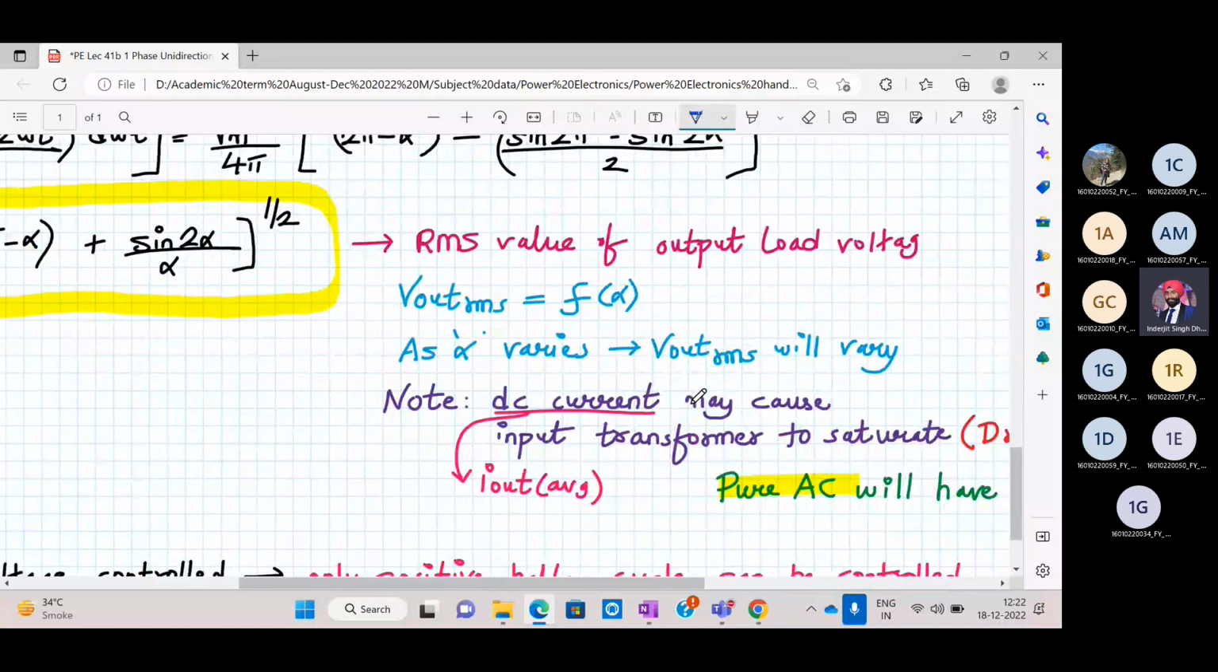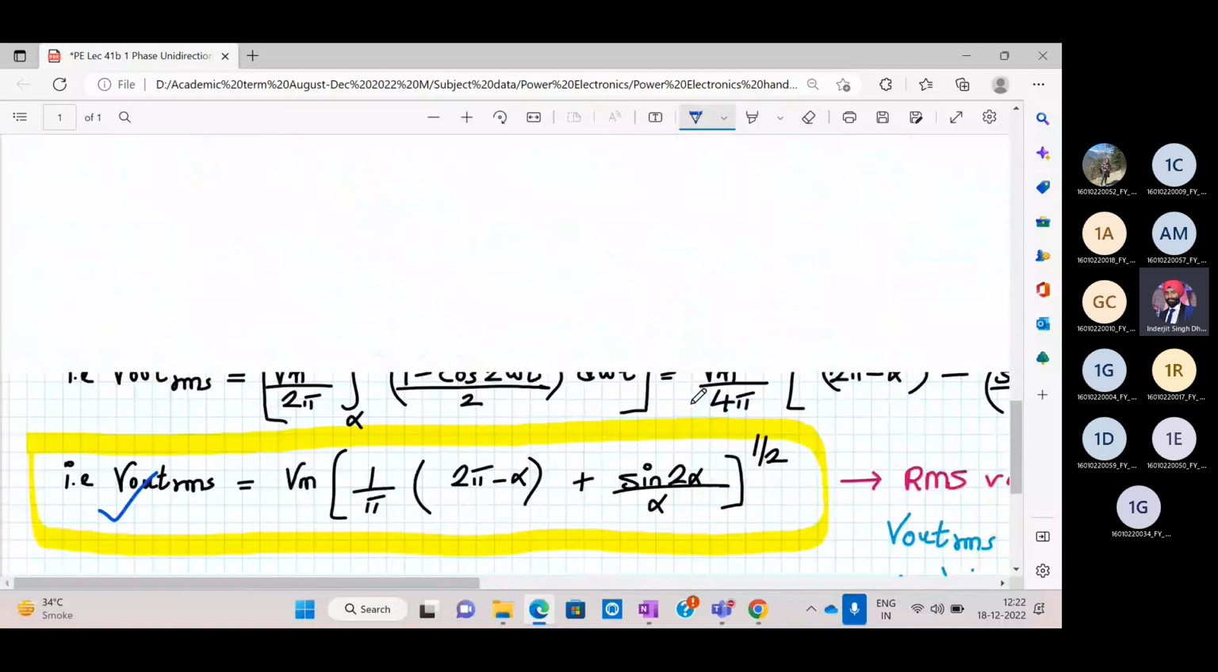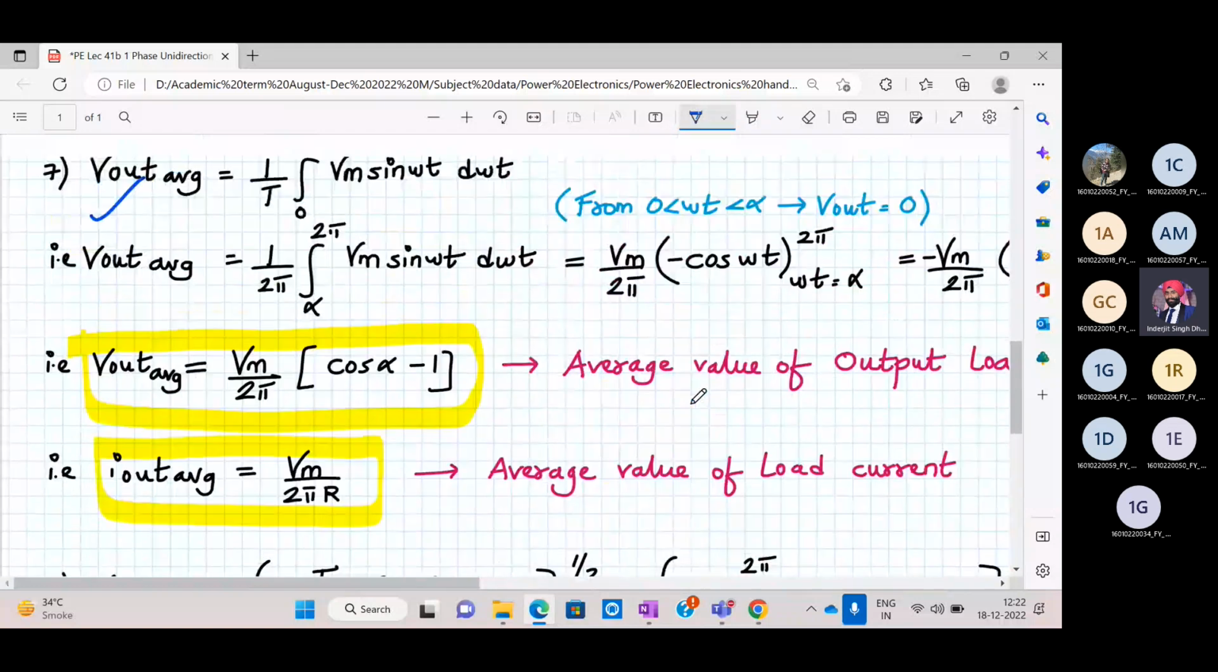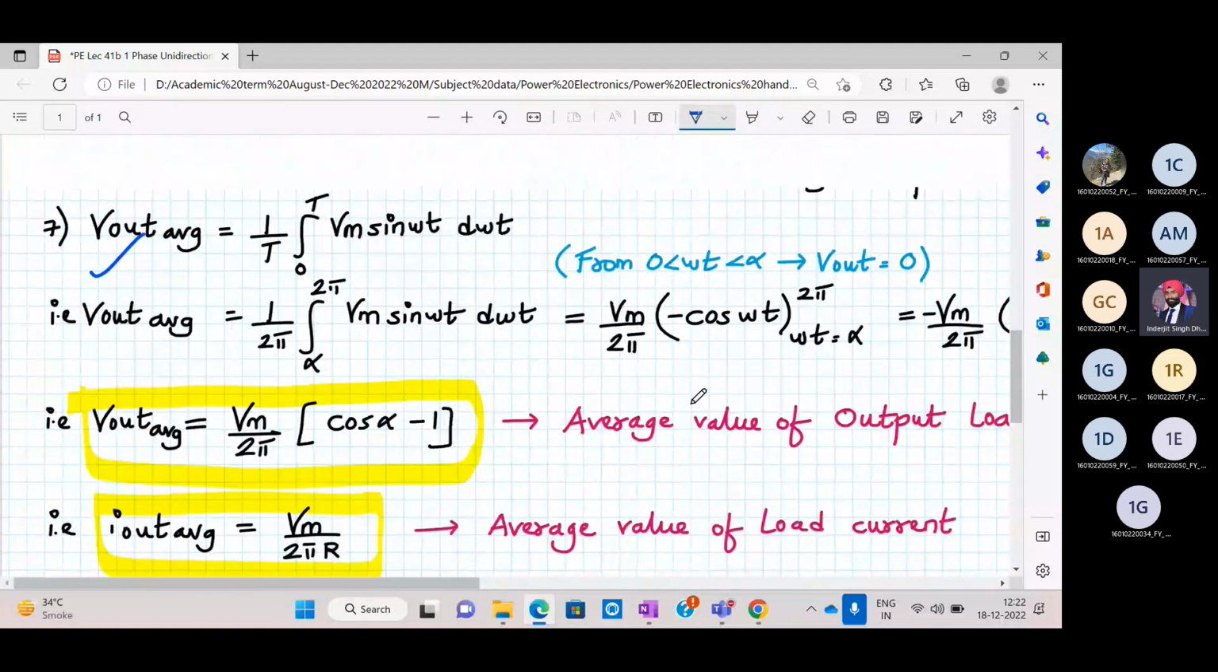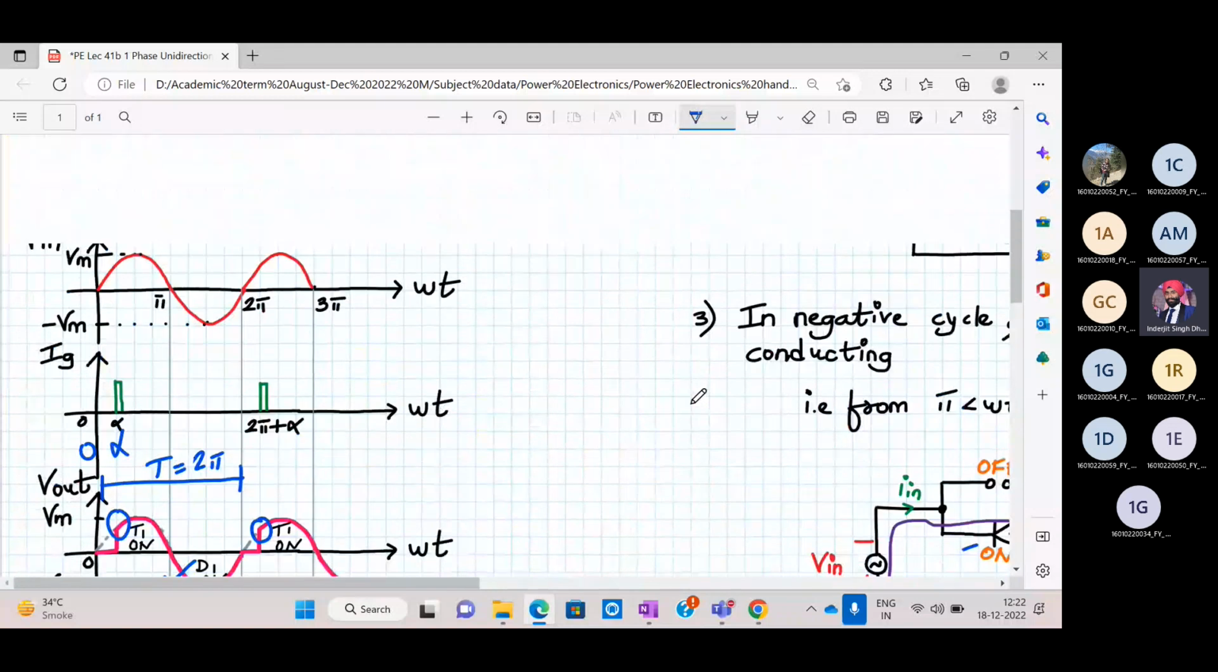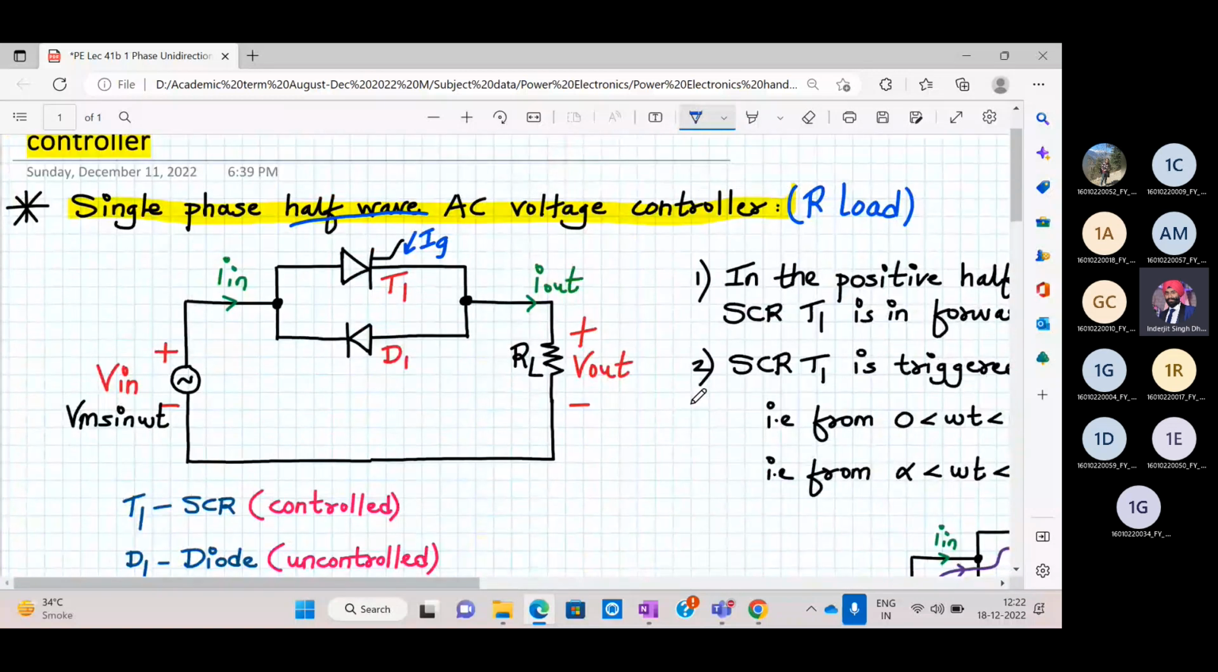But there is a problem with this type of AC voltage controller. Can anyone highlight what is the problem in this circuit that leads to the bidirectional AC voltage controller?